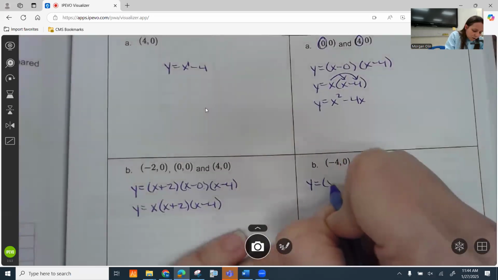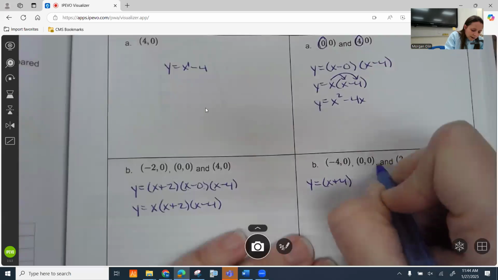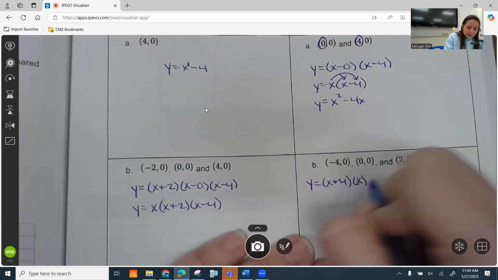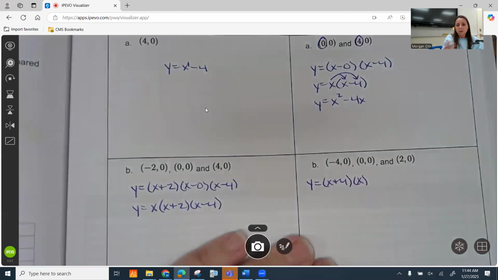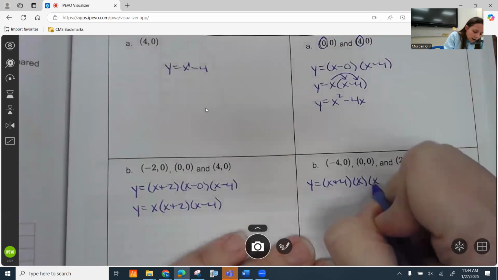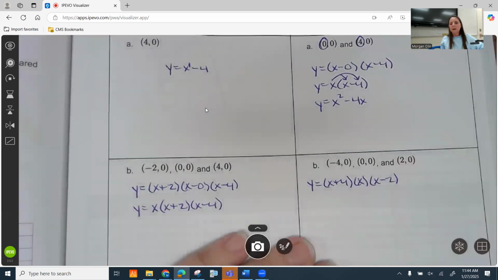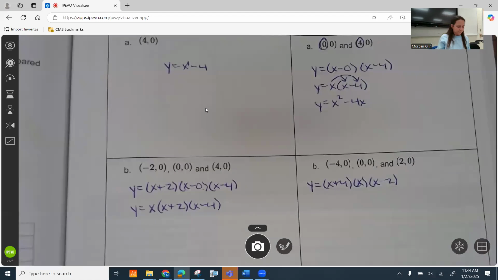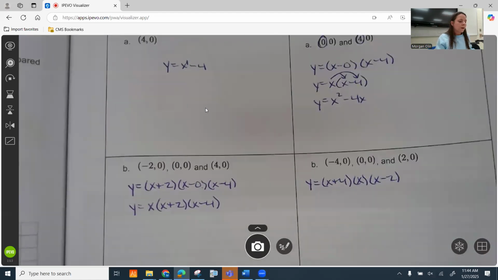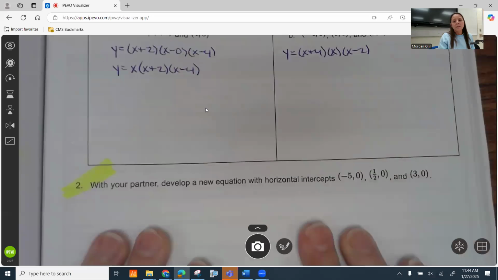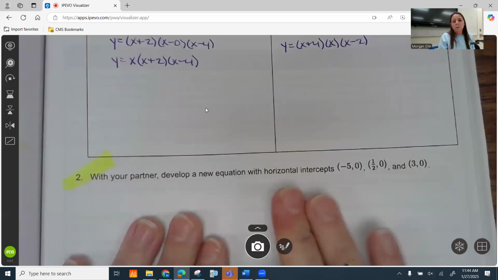If I see -4, I'm going to say x plus 4. If I see 0, you can just put x now. You can put x minus 0 or x plus 0, but it's really just x. All right, and then 2 means x minus 2. Do the opposite. All right, so with our partner, or let's think about this. Let's develop a new equation with horizontal intercepts.